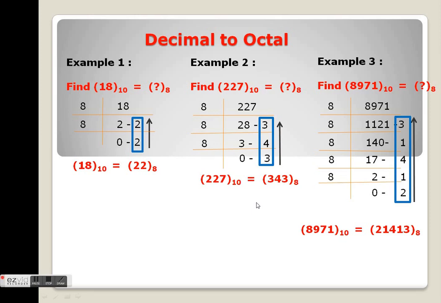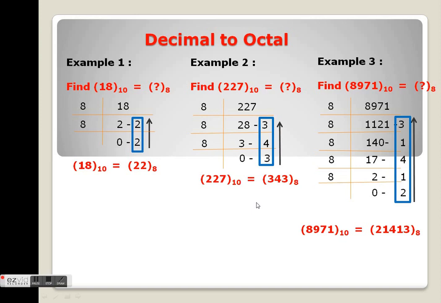Now let's take another example. Here we want to convert the decimal number 227 into its octal form. So firstly we will divide 227 by 8 and we will get 28 as the quotient and 3 as the remainder. After that we will divide 28 by 8 and we will get 3 in the quotient and 4 in the remainder, and in the final step we will divide 3 by 8 and we will get 0 in the quotient and 3 in the remainder. So the octal form of the decimal number 227 is 343.